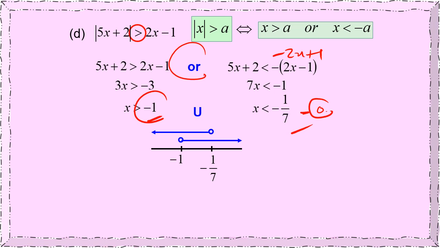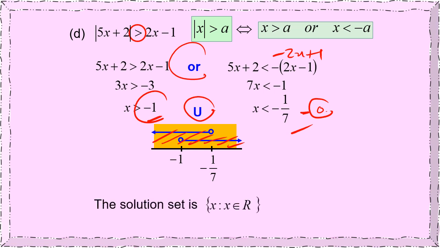So x is more than negative 1, or less than negative 1 over 7. How about the union? It's or, so we take everything. The final answer is from negative infinity up to infinity, which is x is every value in real numbers. So we can write our answer as x such that x is a subset of real numbers, or using the interval form, from negative infinity up to infinity. Okay, so this is the answer for question D.